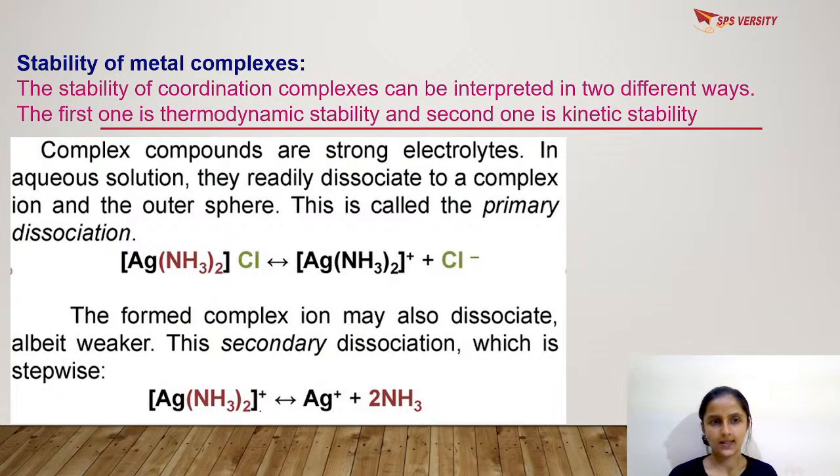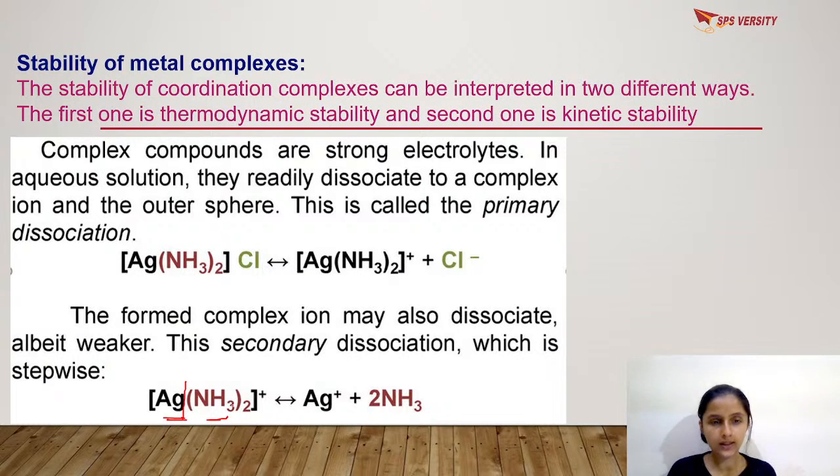Whenever you see complexes, when you put them in aqueous solution, they are going to split into the complex part and the counter-ion part. That's called primary dissociation. And then again, if the complex is not so strong, this can further dissociate into the metal and the corresponding ligand. If it doesn't dissociate, then it's called a stable complex. If it is going to dissociate, then it is not so stable a complex.